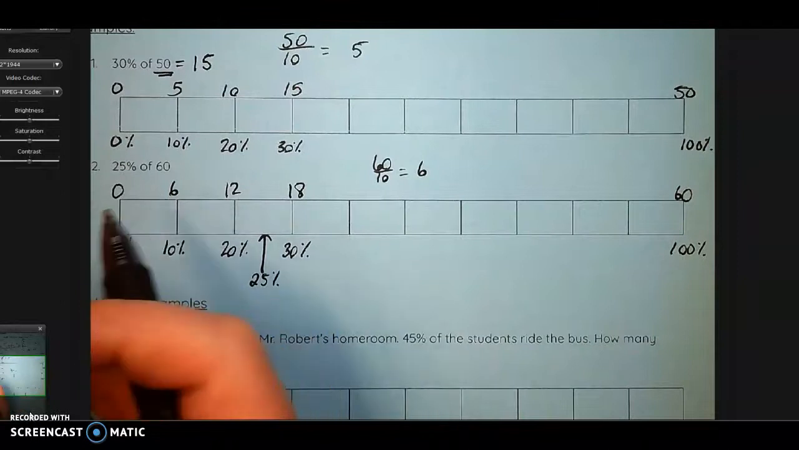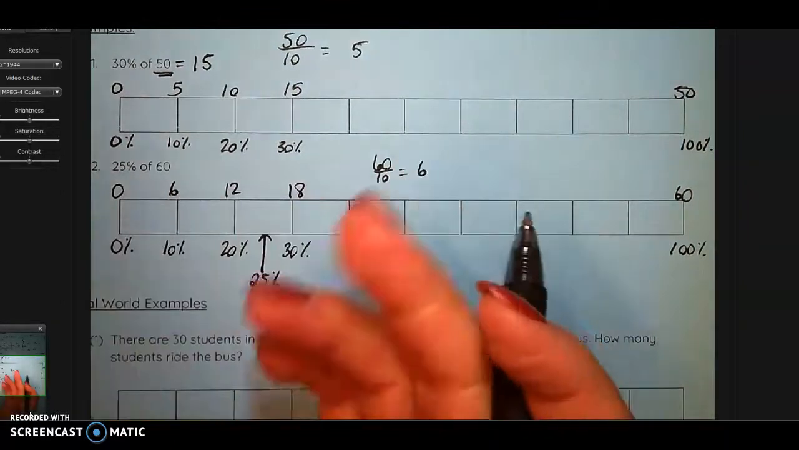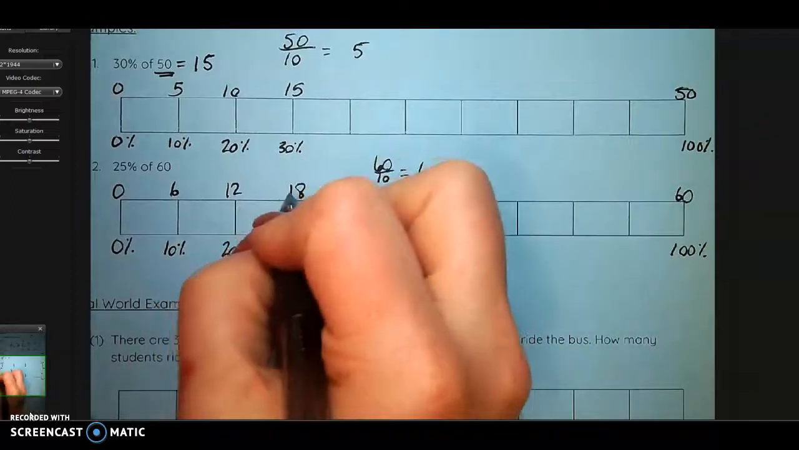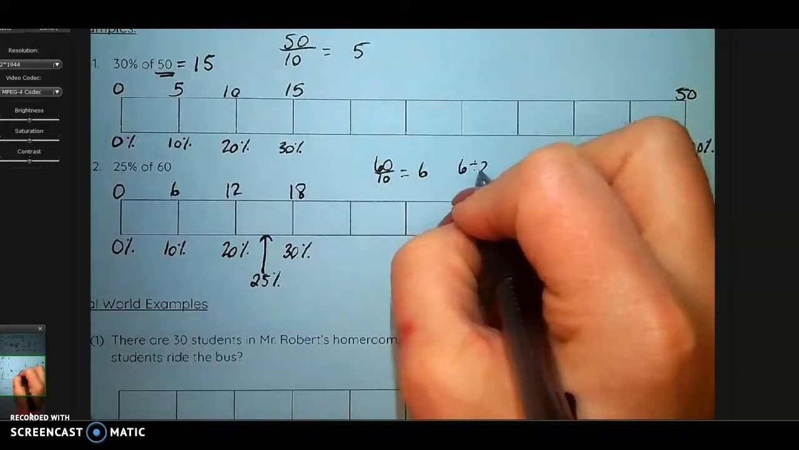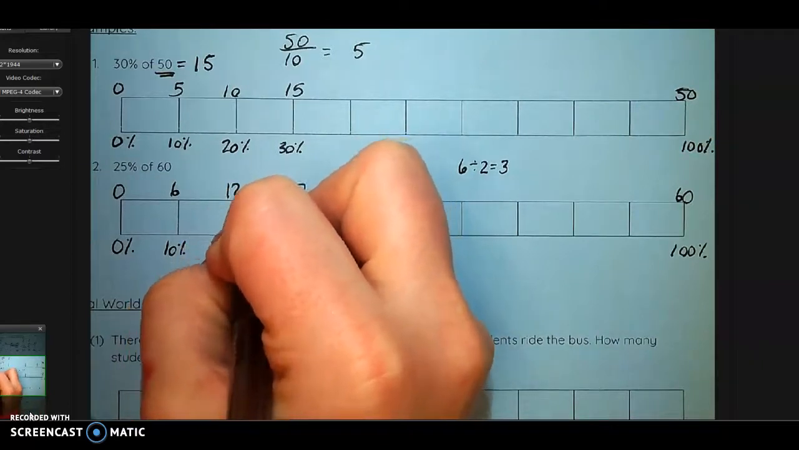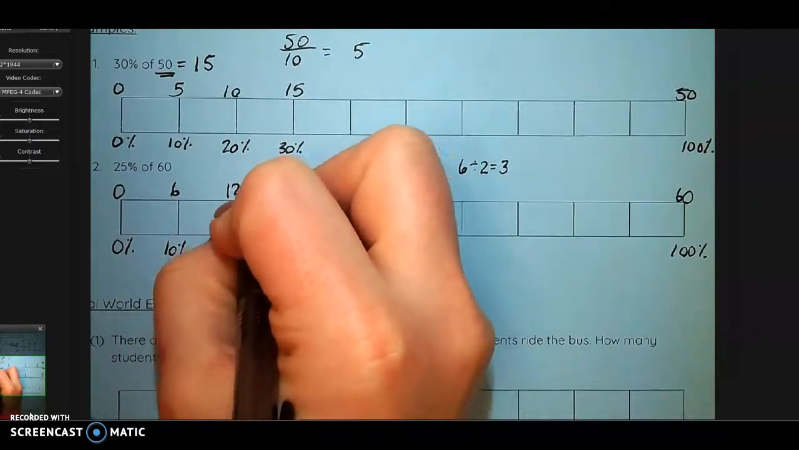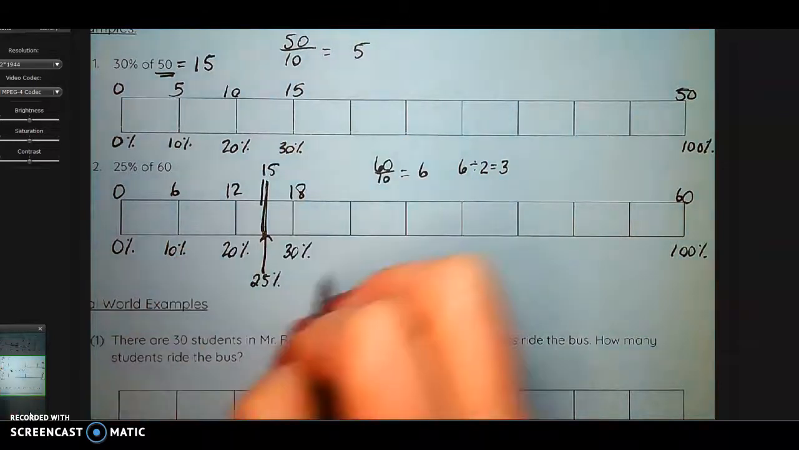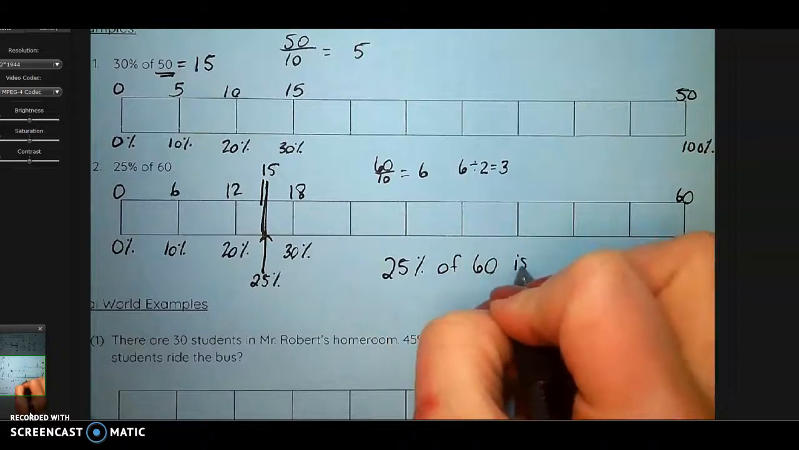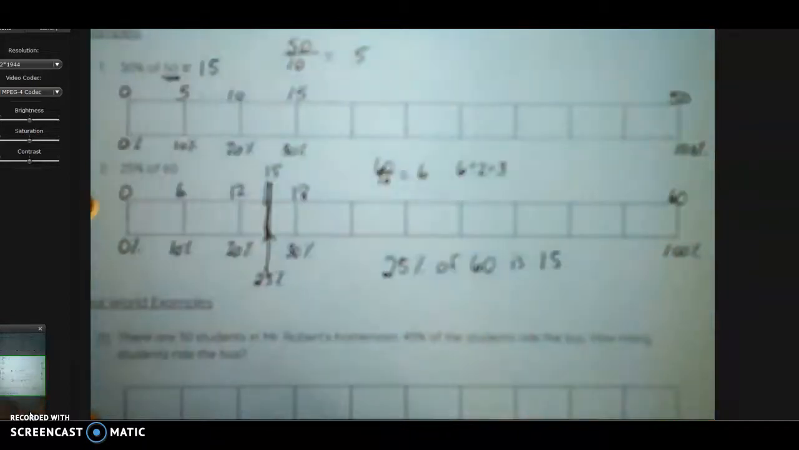So I need to figure out what's halfway between 12 and 18. Well, the distance between them is 6, and 6 divided by 2 is 3. So if I count up 3, halfway between here is 15. So 25% of 60 is 15.